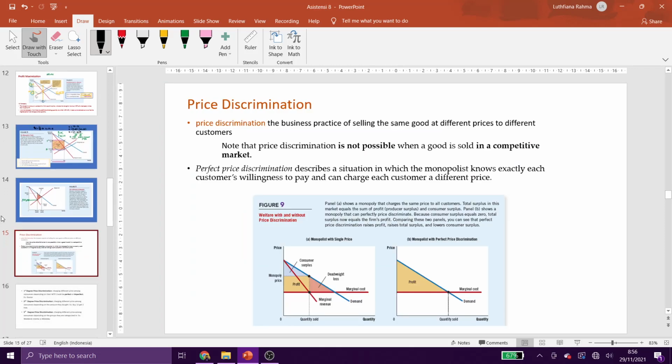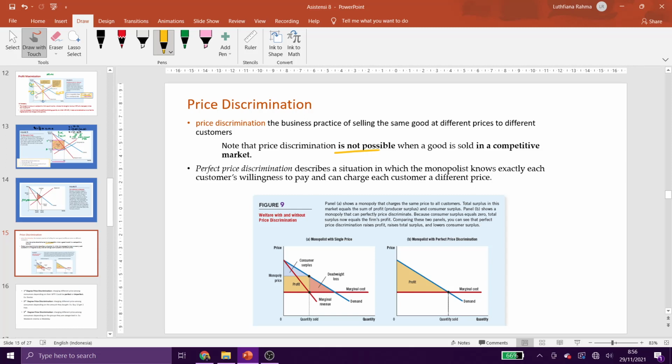Okay, and then in this screen, I will explain about price discrimination. Basically, price discrimination is a business practice of selling the same good at a different price. So the producer charges different prices to different consumers. Note that price discrimination is not possible when a good is sold in a competitive market, but it is possible in a monopoly market.